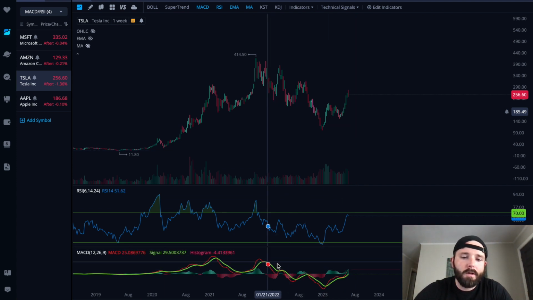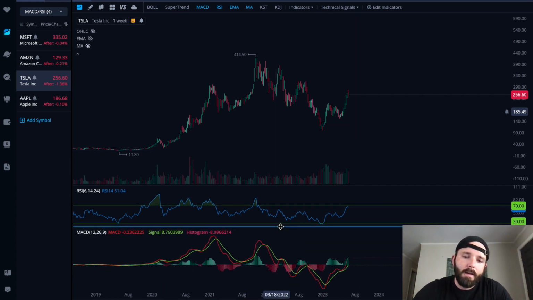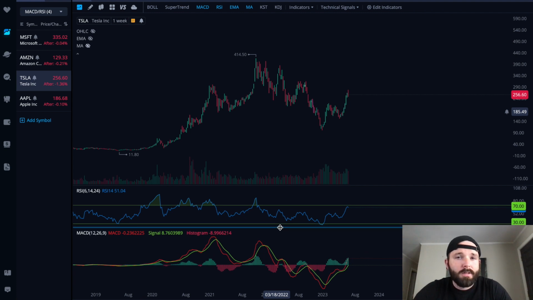All right, so the next one we're going to look at is the one below. This is called the MACD, Moving Average Convergence Divergence. You can look it up, look into the formula for it, all that. I'm just here to tell you how to use it.